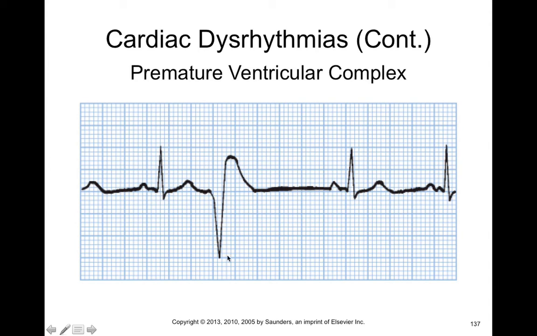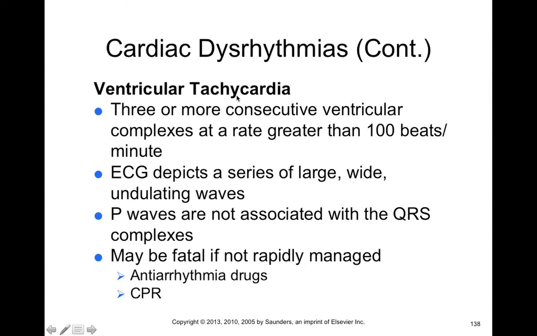Now, if these PVCs become too frequent, this can lead to rapid ventricular contractions that limit cardiac output. This differs from ventricular tachycardia because VTach, or ventricular tachycardia, is 3 or more consecutive ventricular complexes that occur at a rate of faster than 100 beats per minute, hence the word tachycardia. The ventricles are contracting faster than 100 beats per minute. This can also be fatal if it's not managed because this can also really limit cardiac output.